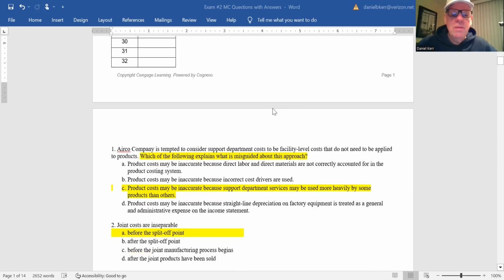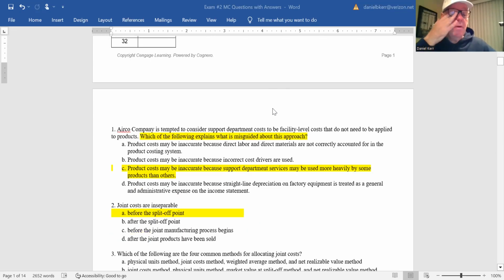Okay, so with the multiple choice questions here, there are key phrases that are important. If there's a key phrase that is important, I've highlighted it in yellow. And I've also highlighted in yellow the correct solution.